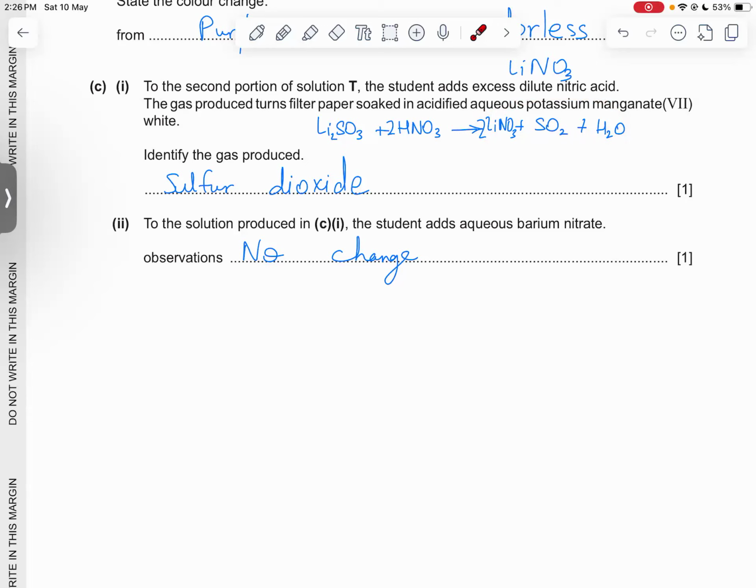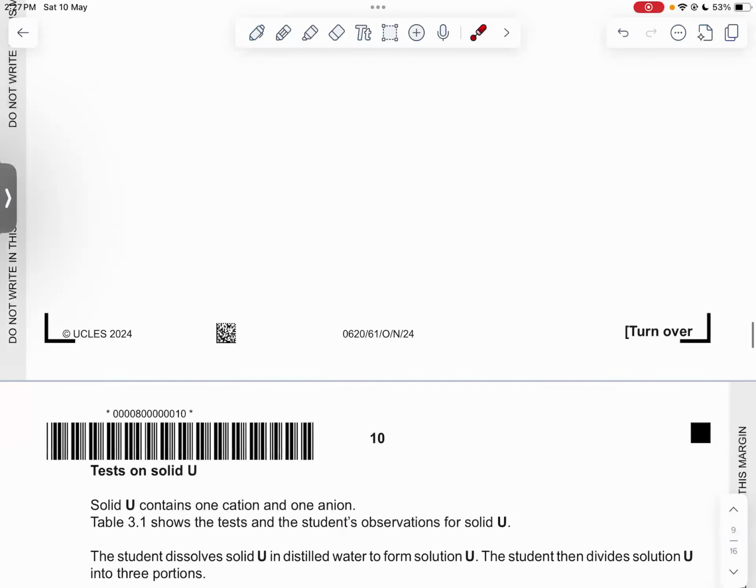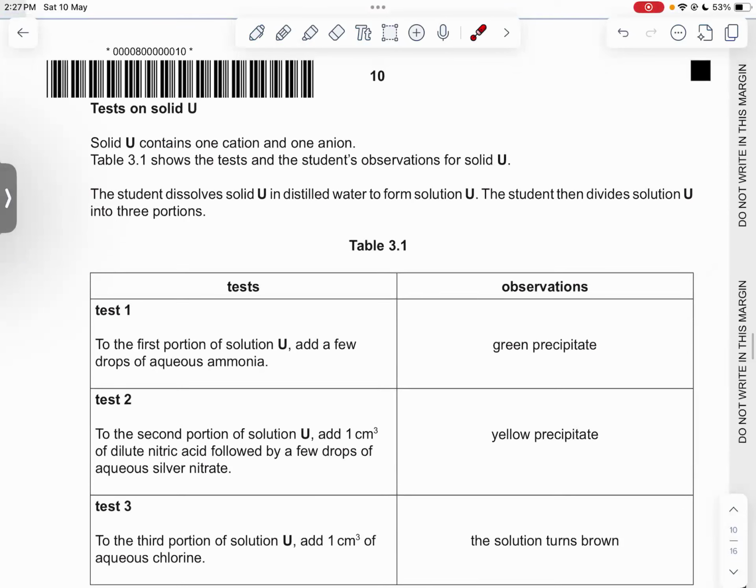But you should understand that not every test result is a positive result, right? Sometimes there are negative results. Negative results say no change, right? Because barium nitrate is not a reagent for testing this. It doesn't test anything in this, right? Next question then.